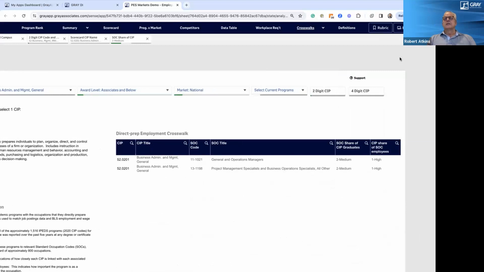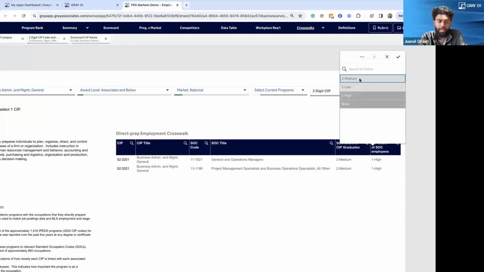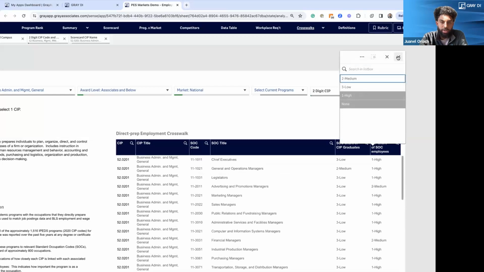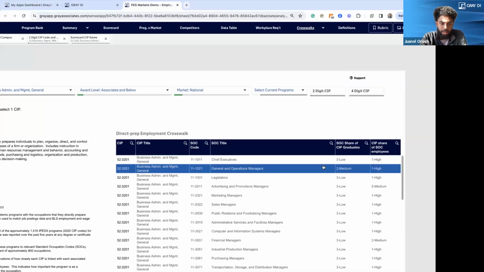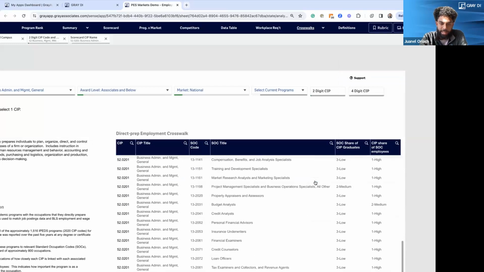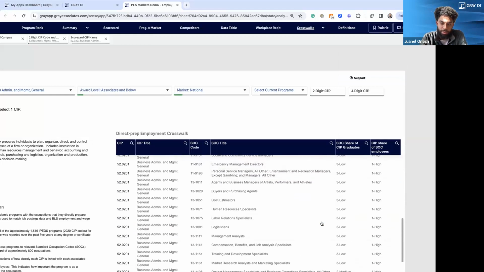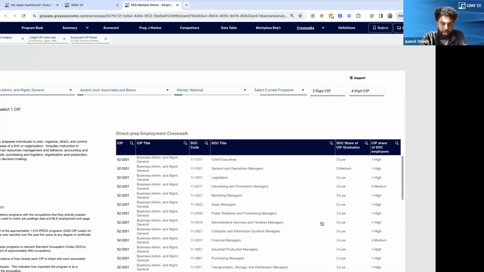So what this says is that the percentage of business administration graduates who are general operations managers is average. One way of interpreting that is there are lots of other people who also become general and operations managers. Yeah. And I would say general business is one of the trickier ones just because the skills are very transferable. The list isn't usually this long, right? This is one of the longer lists that we have.